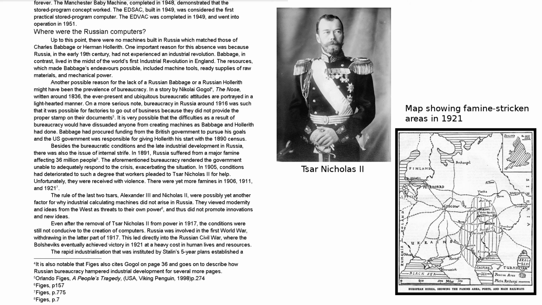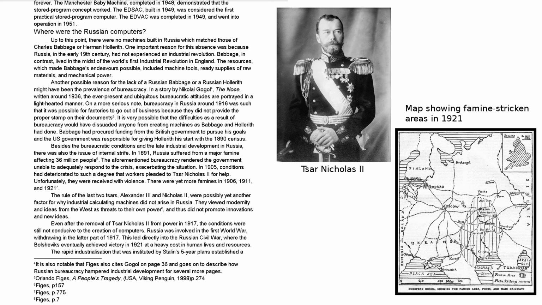The aforementioned bureaucracy rendered the government unable to adequately respond to the crisis, exacerbating the situation. In 1905, conditions had deteriorated to such a degree that workers pleaded to Tsar Nicholas II for help. Unfortunately, they were received with violence. There were yet more famines in 1906, 1911, and 1921.